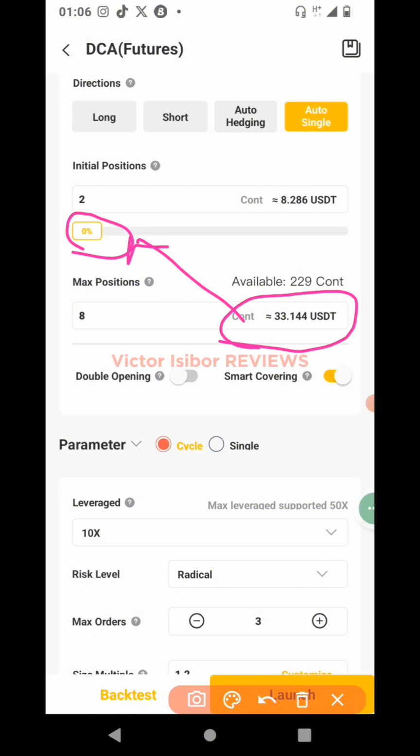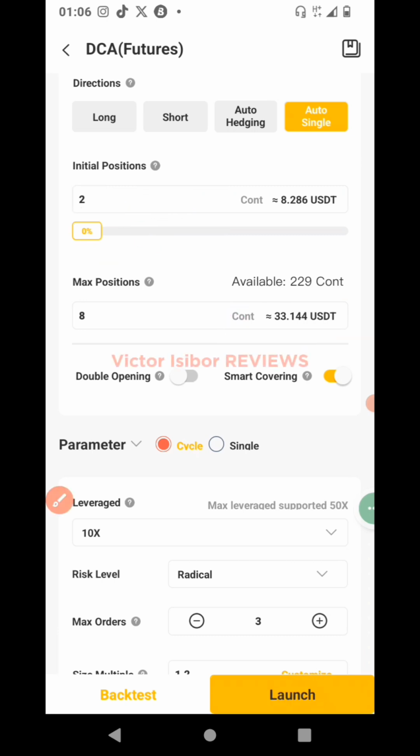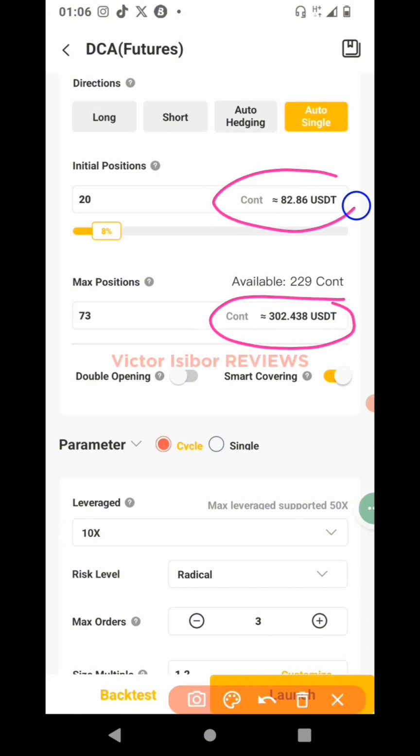Another way to increase it is to increase these two that they wrote in initial positions. If you increase it, your capital will be increasing as well. So let me drag the slider. I'll take it back to 0%, but let me drag it. I've dragged it to 8%. Look at what is here. They have both changed. Okay.